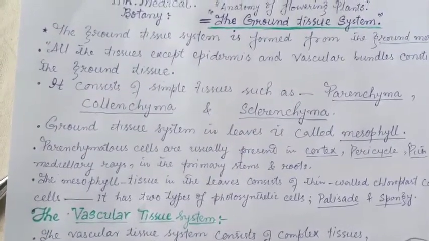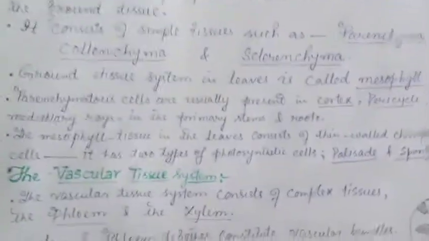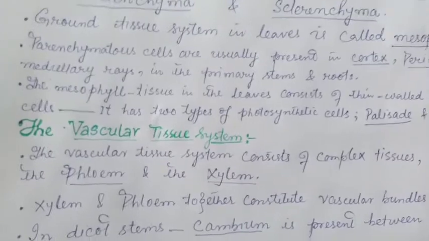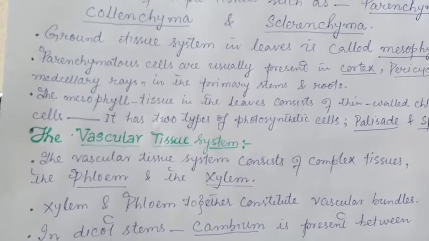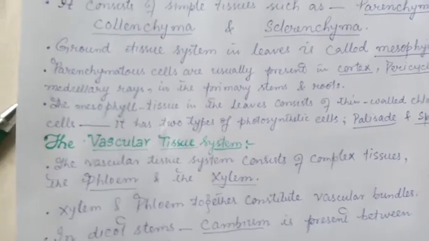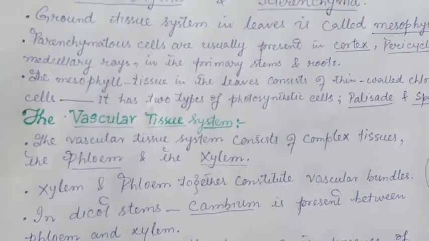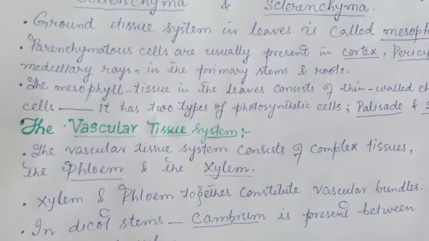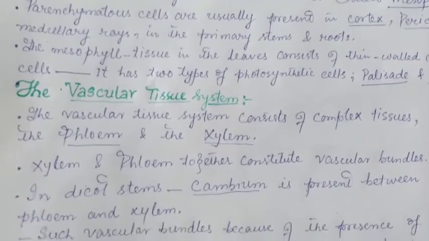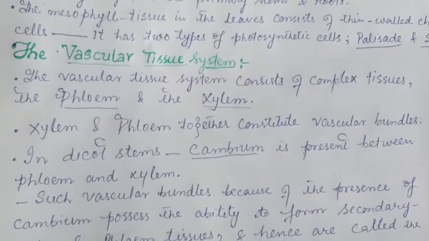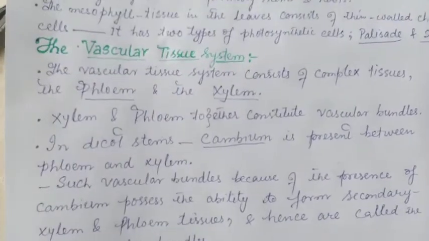Now the vascular tissue system. The vascular tissue system consists of complex tissues which we have previously dealt with. These complex tissues are the phloem and the xylem. Xylem and phloem together constitute vascular bundles.